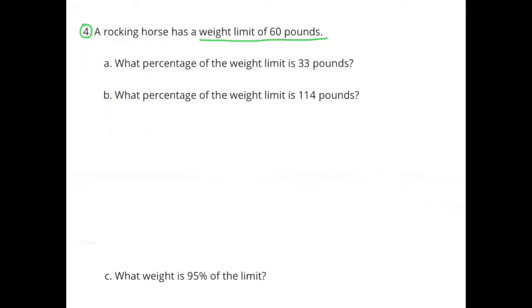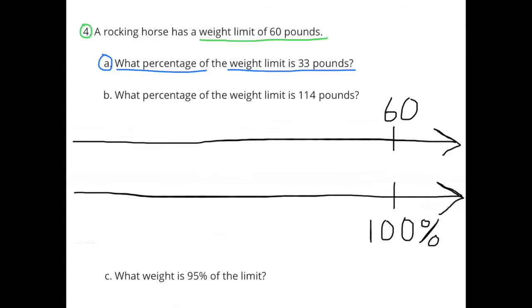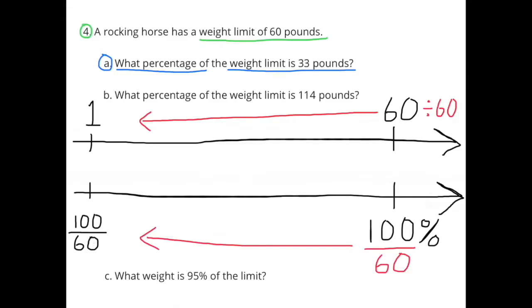Number 4. A rocking horse has a weight limit of 60 pounds. A. What percentage of the weight limit is 33 pounds? I made a double number line and I know that 60 pounds is 100% of the weight limit. And the question was, what percentage of the weight limit is 33 pounds? 60 pounds divided by 60 equals 1 pound. 100% divided by 60 equals 100 over 60.